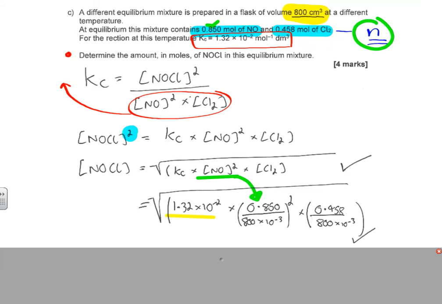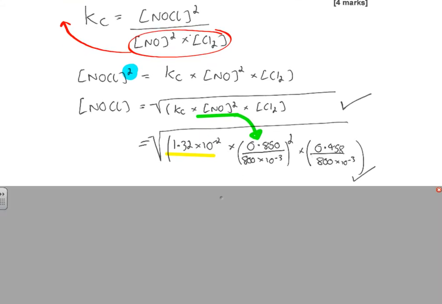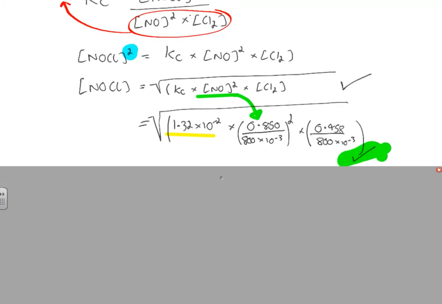calculate the concentration. I'm given the volume, and you can see it's there highlighted in yellow. So in this calculation, my concentration of NO would be the number of moles, 0.850, divided by the volume in decimetres cubed, 800 times 10 to the minus 3. And I've got to do the same for chlorine. You can see I've got the number of moles divided by the volume. So this second mark that we've got here is for using the volume of the reaction mixture to correctly calculate the concentrations of both NO and Cl2. A lot of people, when I looked at this, didn't do that. They tried working with the number of moles. You do need to work with concentration if you're given a volume.